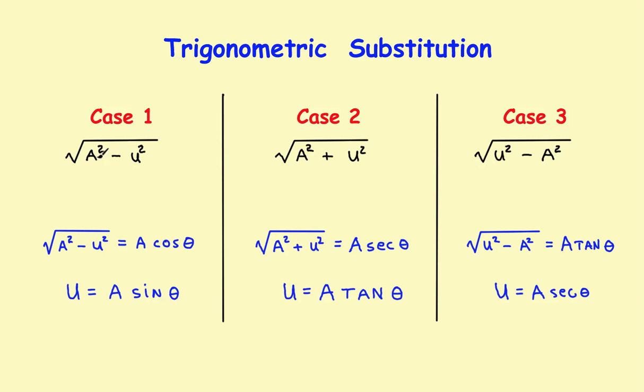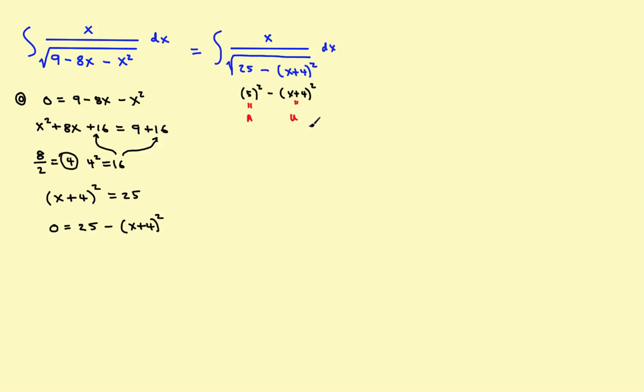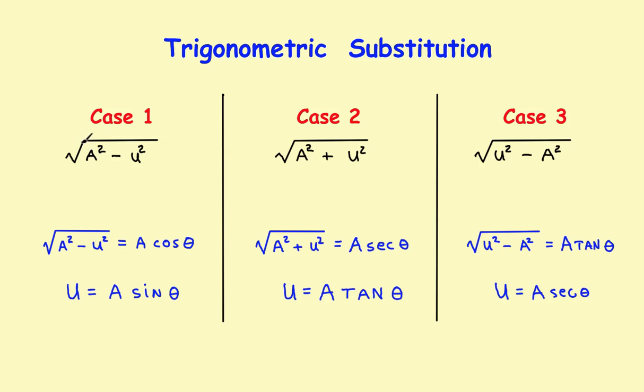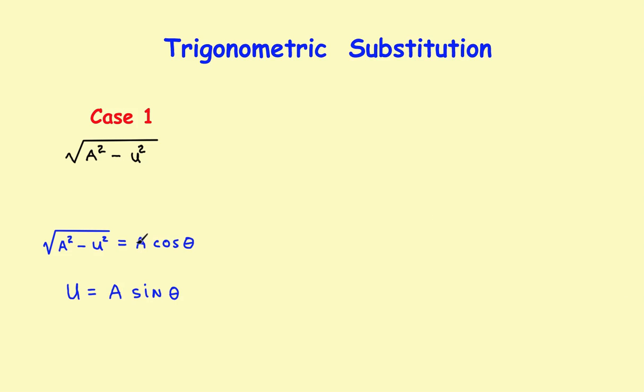We had 3 cases. Remember, it could be a squared minus u squared, a squared plus u squared, or u squared minus a squared. Now looking at our problem, what we've got is an a squared minus u squared. So this is going to be a case 1 problem, a squared minus u squared, and you'll use these 2 equations right here. So you can just forget about these other ones and really just concentrate on this.